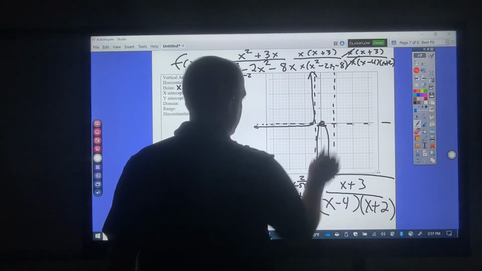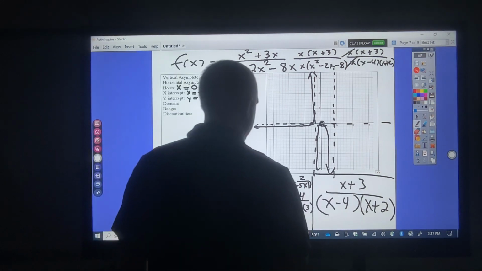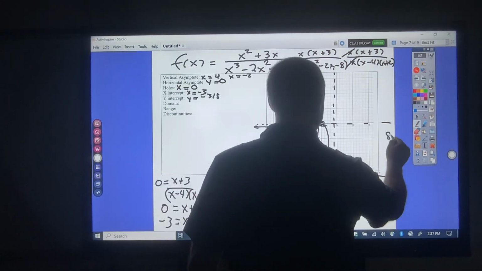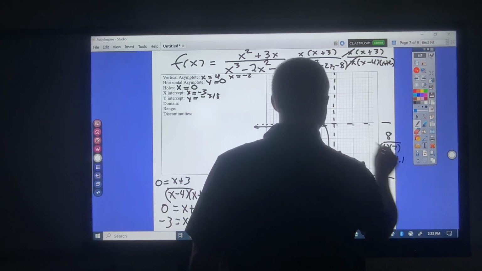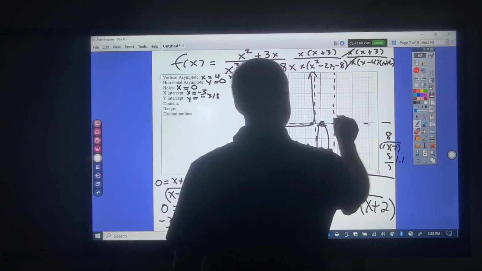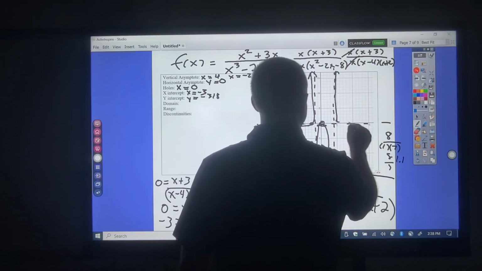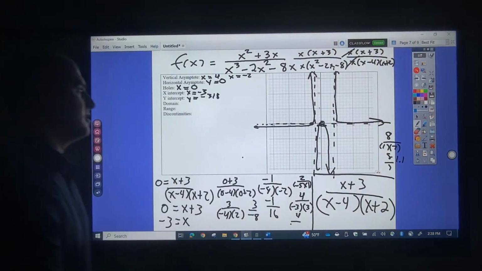And then if I put 5 in there, that'd be 8 and 7. So that's 8 over 7, like 1.1 something. So here is my other one, and this one's going to level off. It's not going to cross the x-axis.